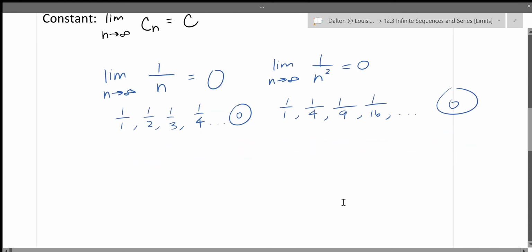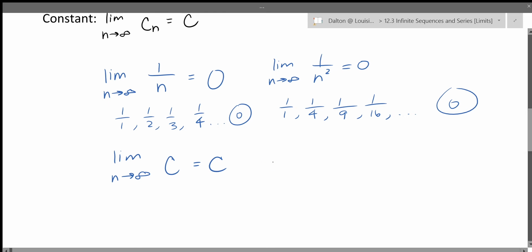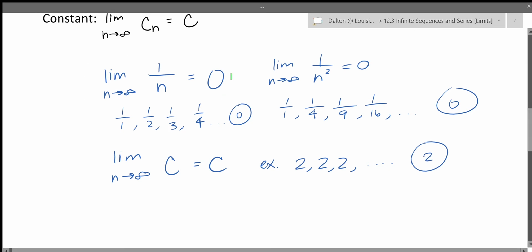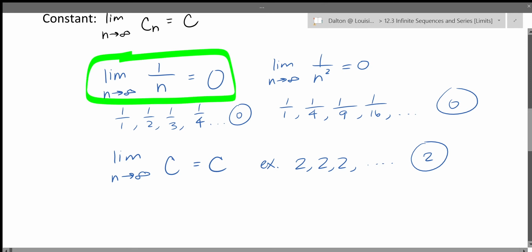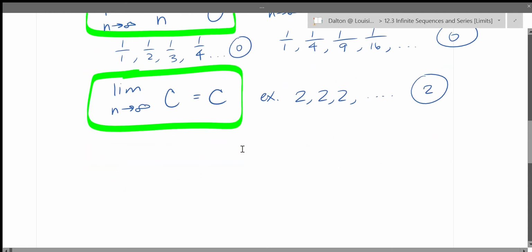Okay, and then secondly, the limit as n approaches infinity of a constant is equal to that constant. And that was like the list earlier that I showed you. If I give you 2, 2, 2, and I predict this term way over here, it would be 2. Okay, so here are the 2 big takeaways. The limit of 1 over n is 0, and the limit of a constant is the constant itself. We're going to use those to find the limits of other sequences.